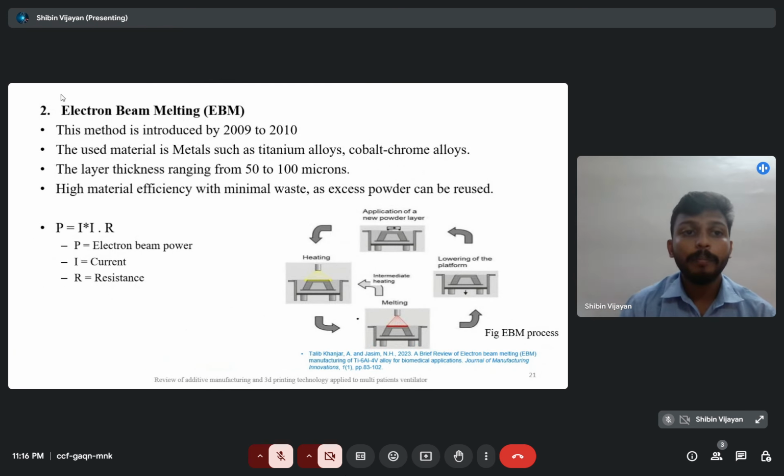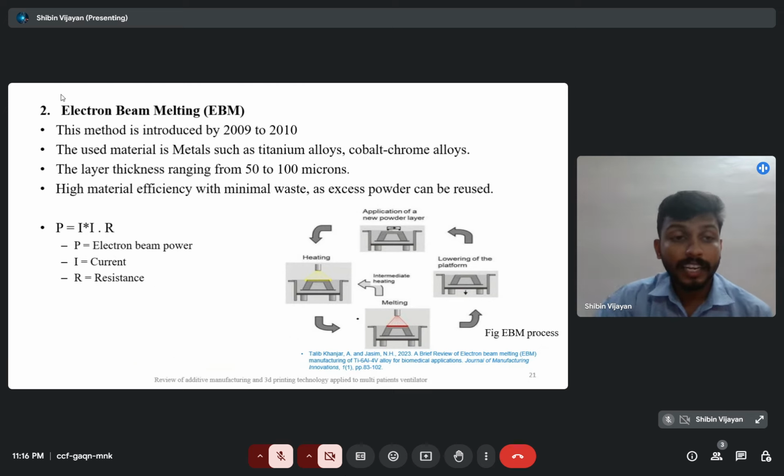Next is electron beam melting. This method was introduced in 2009 to 2010. The materials used are metals such as titanium alloys and cobalt-chrome alloys, with layer thickness ranging from 50 to 100 microns. There is high material efficiency with minimal waste, and excess powder can be reused.